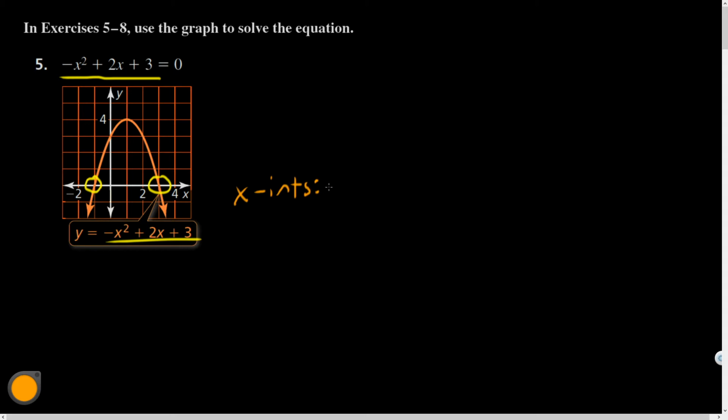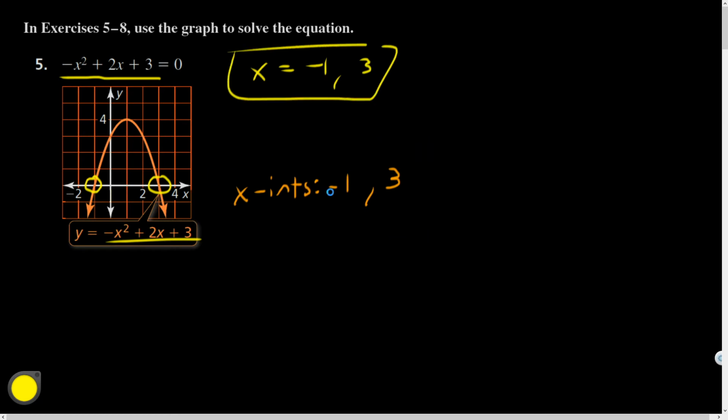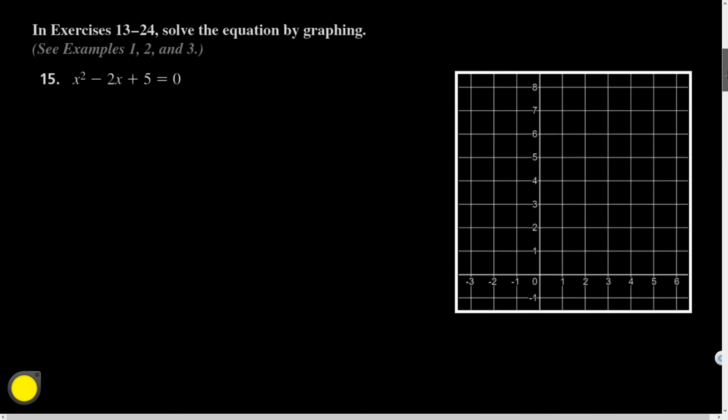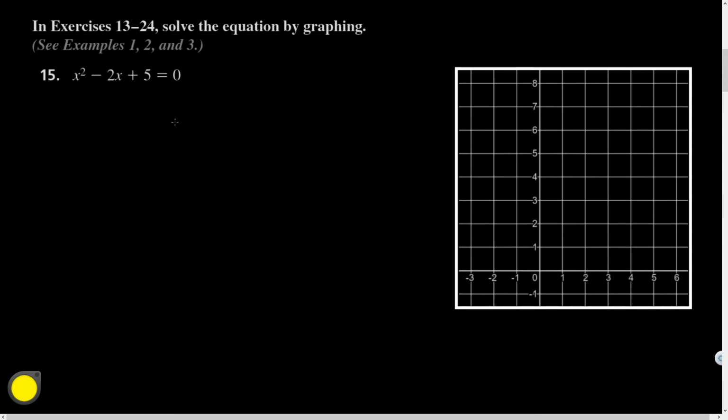occurred at -1 and at +3. And those also will be the solutions of the original. So x equals -1, +3, final answer. You don't have to write that step. I'm just doing it for educational purposes only. Here we go. Solve this equation.